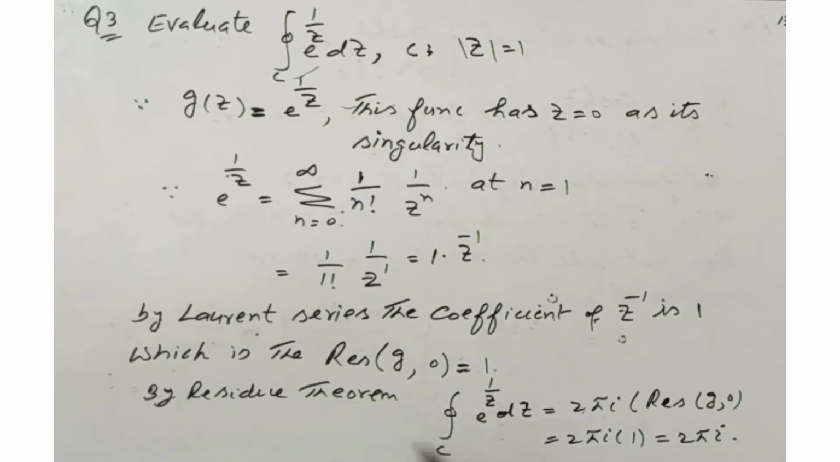So by residue theorem, the integral over c of e to the 1 by z dz is 2 pi iota into the residue of the function at 0. The residue was 1, so we put the value of the residue, that is 1. This becomes 2 pi iota into 1, and the total becomes 2 pi iota. So this is the value of the integral.